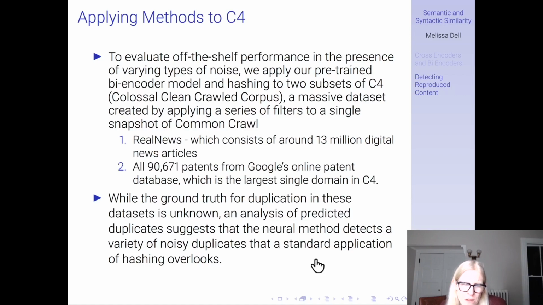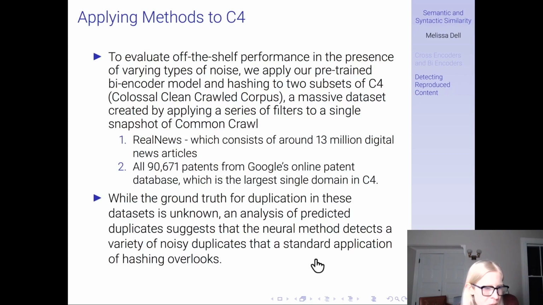C4. There's no good way to know how many times an article in Real News was duplicated without labeling all 13 million of them. I guess we might potentially have the date, but in general, we don't have an easy way to label them. As I said, we also did this in a week, so we don't have ground truth labels.